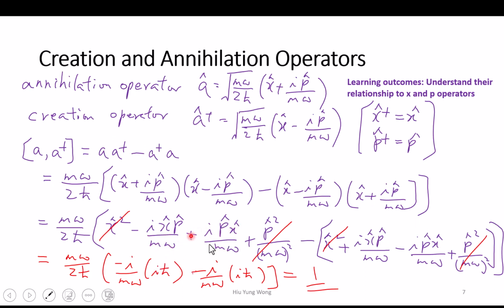Well, because they don't commute. Very good. Because xp is not equal to px, right? So this is math, practice it. For those physics people, maybe you know this very well. But anyway, a a dagger commutation equals a a dagger minus a dagger a. The rest is just substitution.